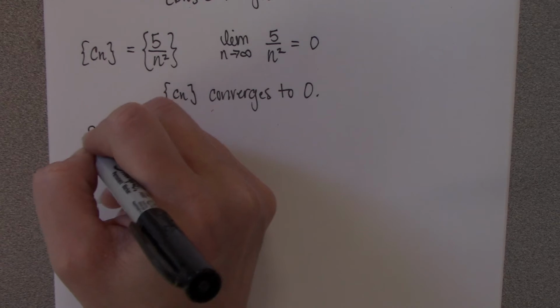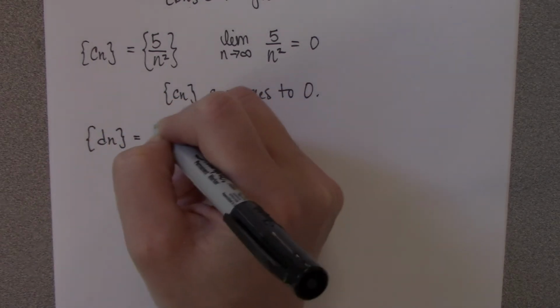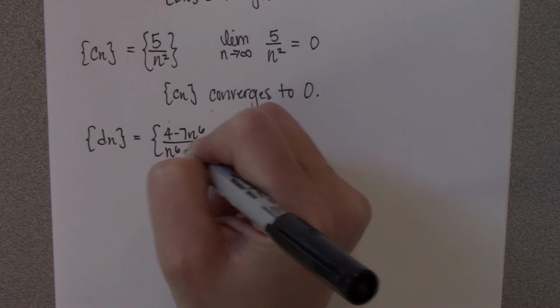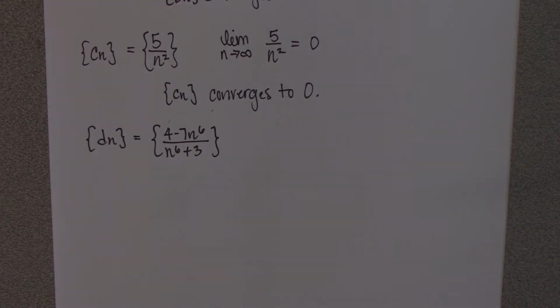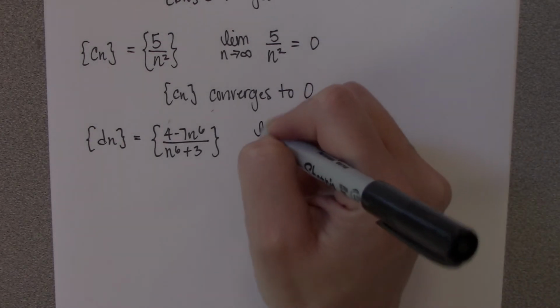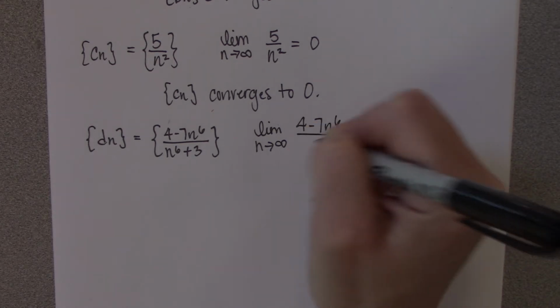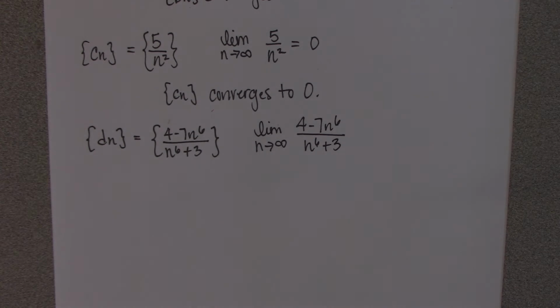All right, let's look at one more. So we have (4 - 7n^6)/(n^6 + 3). So this is a polynomial over a polynomial. So if we set up the limit, this is definitely an infinity over infinity situation. So we could take L'Hopital. That's a totally legitimate method to figure out this limit.